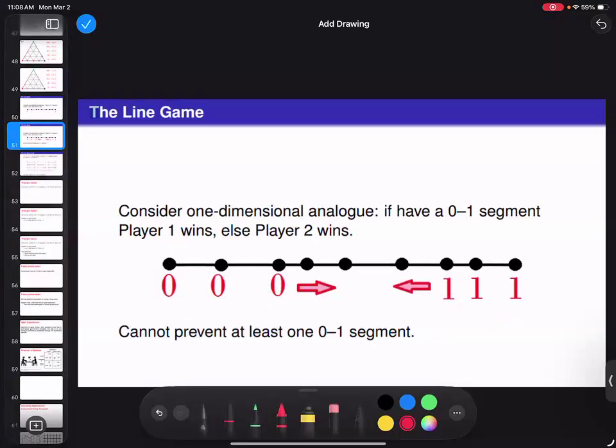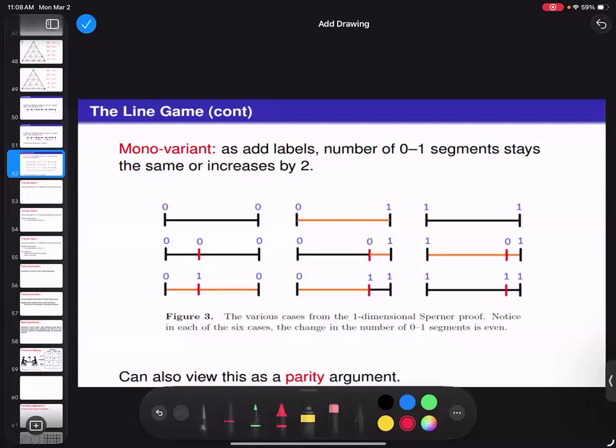So let's look at a wonderful concept called a monovariant. A monovariant is a quantity that can only change in one direction. It can't go up and down; it either stays the same or goes up, or stays the same or goes down.